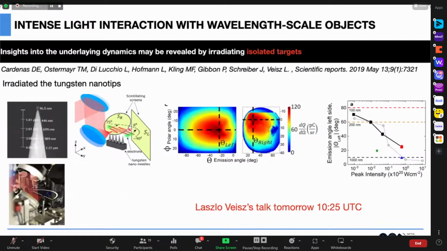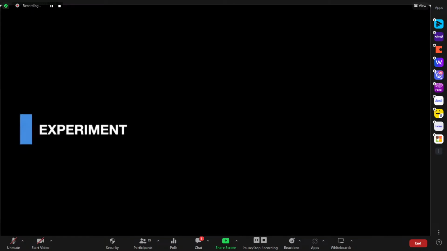Since I think that we're going to hear a lot about this in Laszlo's talk tomorrow, I will just point out this experiment, which gave a lot of new information, where the irradiation of single isolated tungsten nanotips for the first time showed the characteristic angular divergence of the emitted electrons. But I will not say more about it, just encourage everyone to come to Laszlo's talk tomorrow morning.